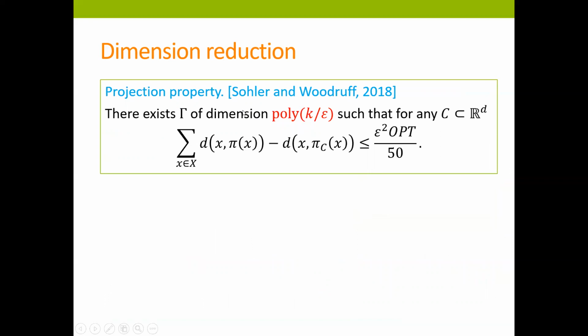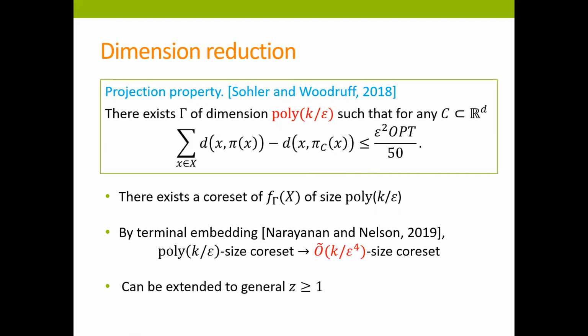Sohler and Woodruff also prove the existence of a subspace gamma of dimension only polynomial in k over epsilon that satisfies the projection property. Consequently, there exists a coreset of projected points of size polynomial in k over epsilon, and this coreset size is independent of D. We can further apply terminal embedding to reduce the coreset size. The idea is to further reduce the dimension to 2 over epsilon squared. Hence, there exists a coreset of size O tilde of k over epsilon to the fourth. This dimension reduction approach can be easily extended to general k-z clustering.